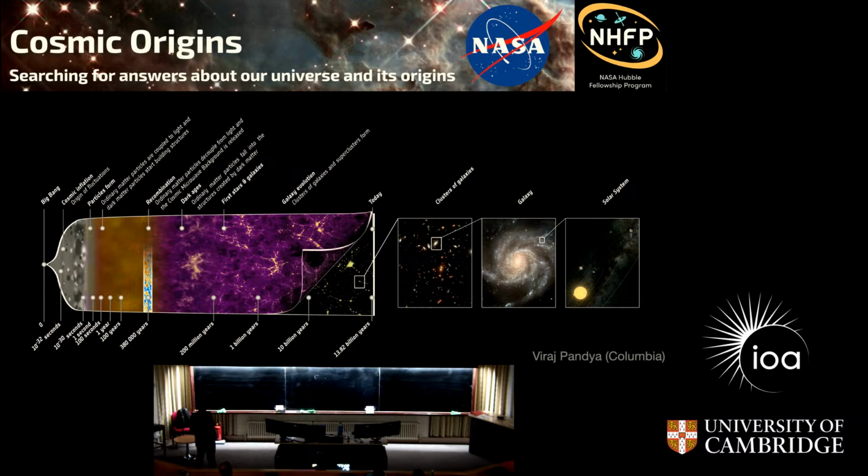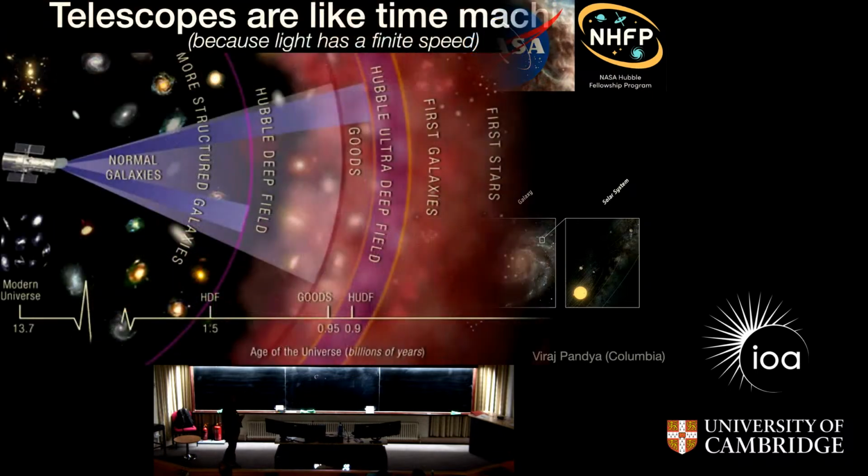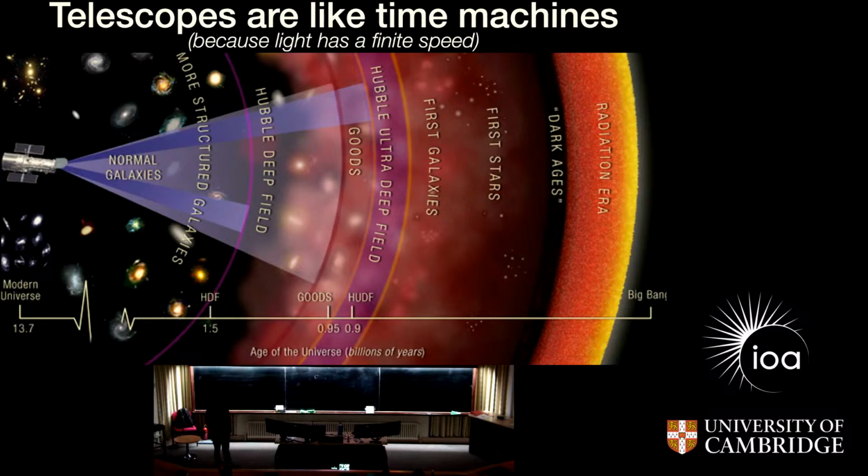So kind of like people, our universe has a history. It's a 14 billion year old history. And we're not going to talk about the detailed history of the universe tonight, except to say that astronomers like myself use telescopes like time machines to map out the history of this universe. The idea is that this is possible because light has a finite speed. So as you're looking at very distant objects like early galaxies, you're seeing them as they were when the universe was only a fraction of its age.